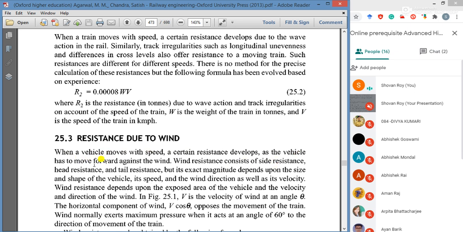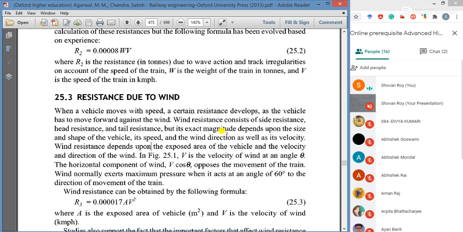A vehicle has to move forward against the wind. Wind resistance consists of side resistance, head resistance, and tail resistance. But the exact magnitude depends upon the size and shape of the vehicle, its speed and wind direction, as well as its velocity. Wind resistance depends upon the exposed area of the vehicle and the velocity and direction of the wind.